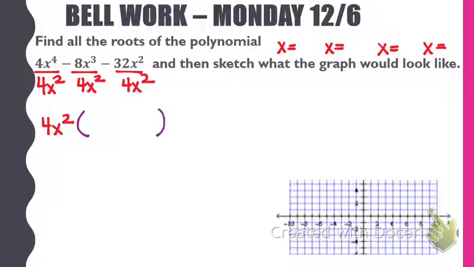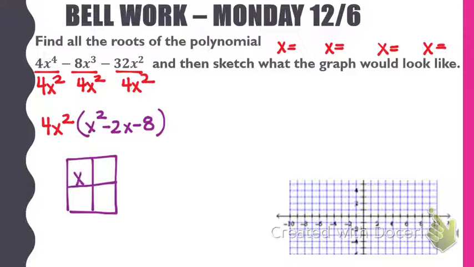So when I take out that 4x squared, I have x squared minus 2x minus 8. Go ahead and factor that down. And you need two numbers that multiply to be negative 8, but add to negative 2. Yeah, positive 2 and negative 4. Good job.